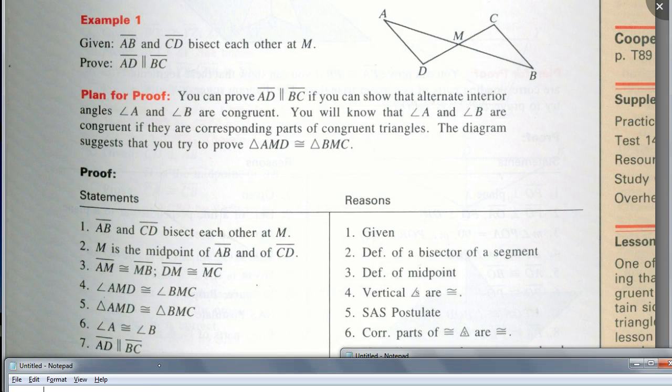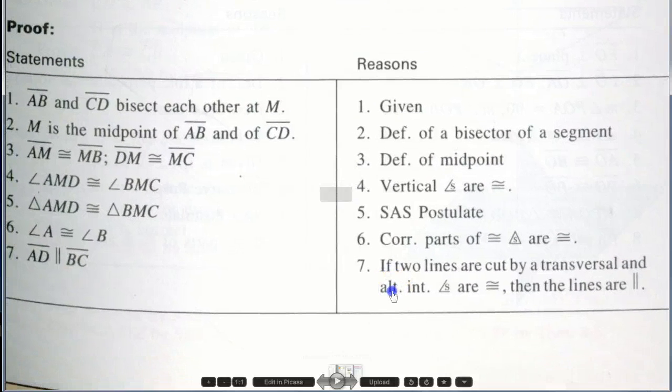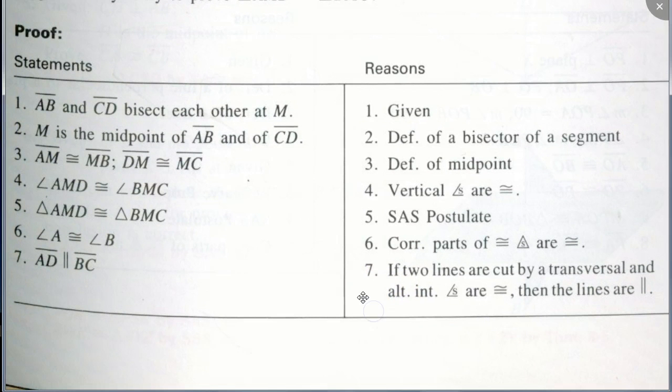Okay, so then what's the reason for this one? Nicole? Exactly. If two lines are cut by a transversal and alternate interior angles are congruent, then the lines are parallel. Okay, any question? Do you understand?